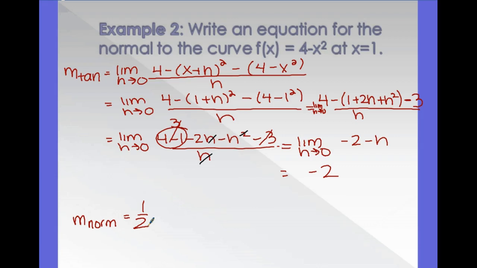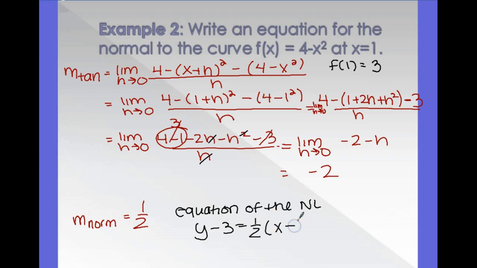We only know the x value, right? So in order to find the line, I need f of 1. Well, we kind of found f of 1, right? We found it over here. F of 1 is 3. So to find the equation of the normal line, we call normal lines NL and tangent lines TL. It'll be y minus 3 equals 1/2 x minus 1. And if it's more satisfying to you, it becomes 1/2 x minus 1/2 plus 3. So 3 minus 1/2 is 2.5.